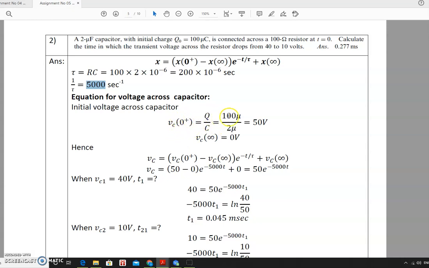So Q is 100 microcoulomb, the initial charge, divided by capacitance of 2 microfarad. So the voltage across the capacitor is equal to 50 volt. When this capacitor is fully discharged, obviously the voltage across the capacitor will be equal to 0 at infinity.